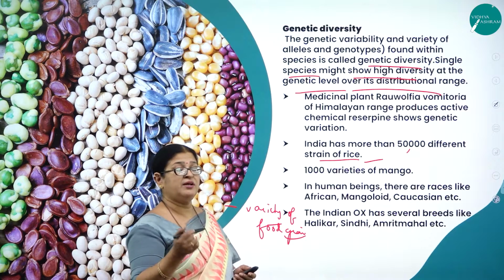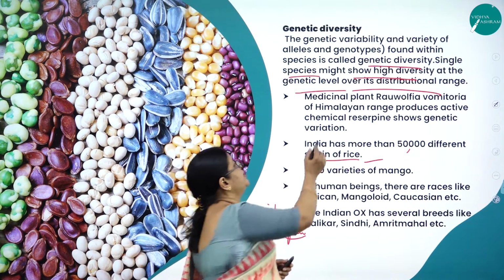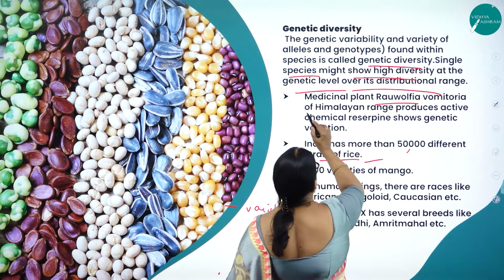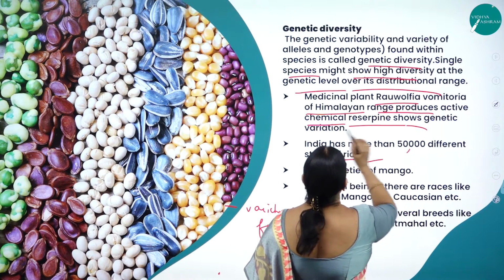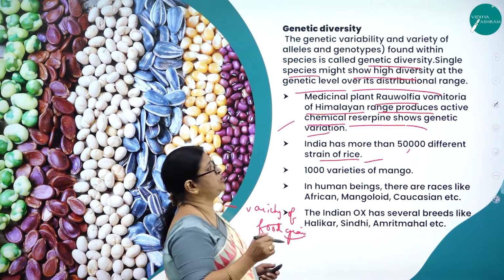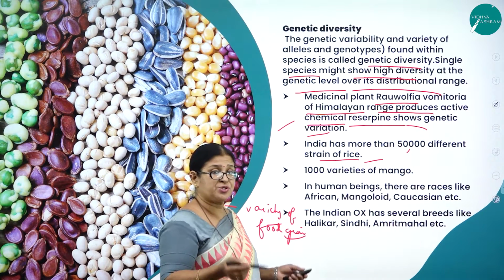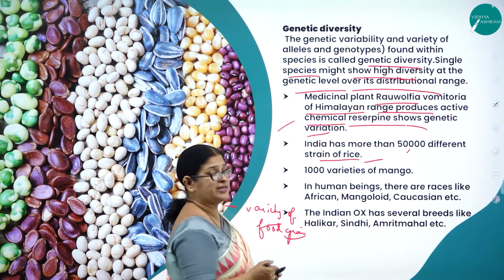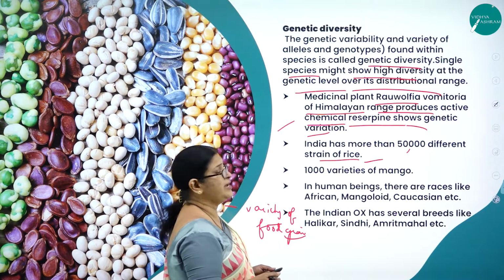A single species, for example, as in many examples we have come across, like the medicinal plant Rauvolfia serpentina of the Himalayan range, produces the active chemical reserpine, which shows genetic variety. So even a single species might show high diversity at the genetic level over its distributional range. Now let us understand what this genetic diversity is with suitable examples.